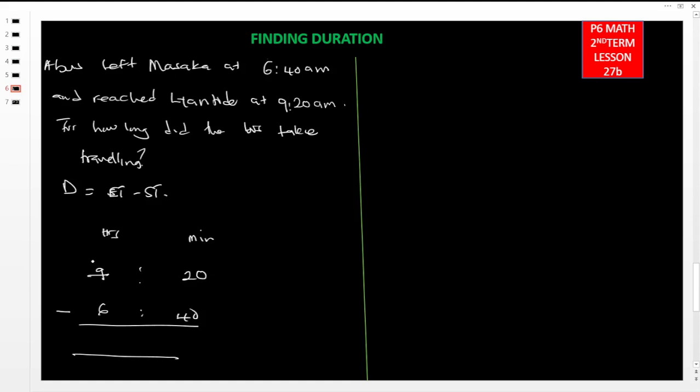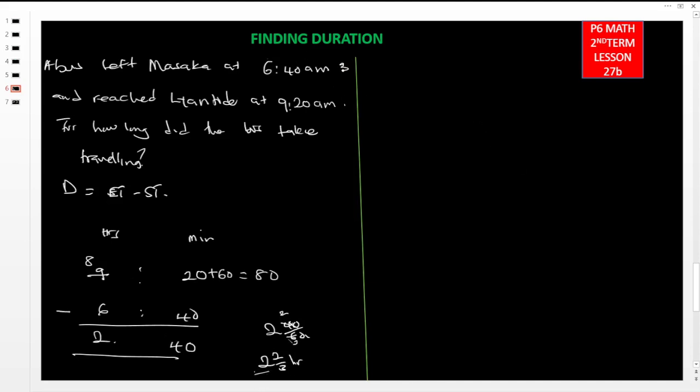We break 1 hour here, then we remain with 8 hours. Then we bring the 1 hour in terms of minutes, that is 60. Then plus this one, it becomes 80. 80 take away 40, we are going to remain with the 40. So 9 take away 6. So the bus took 2 hours 40 minutes, which is 2 and 2 thirds hours in terms of fractions.